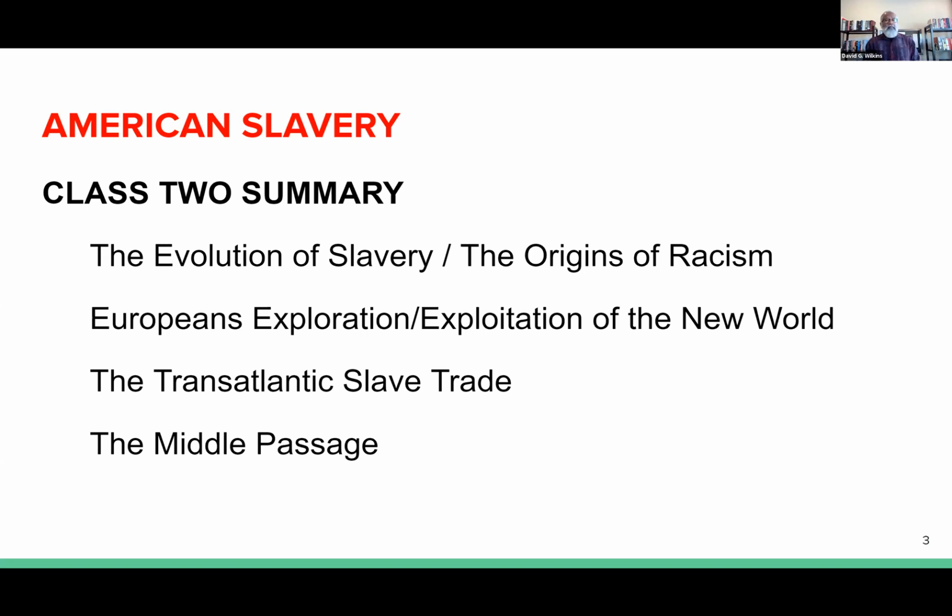We had several segments on the Middle Passage, again, that horrendous voyage between the African coast to the New World. Estimated 12.5 million Africans made that passage, 2 million or more dying even before leaving or en route.